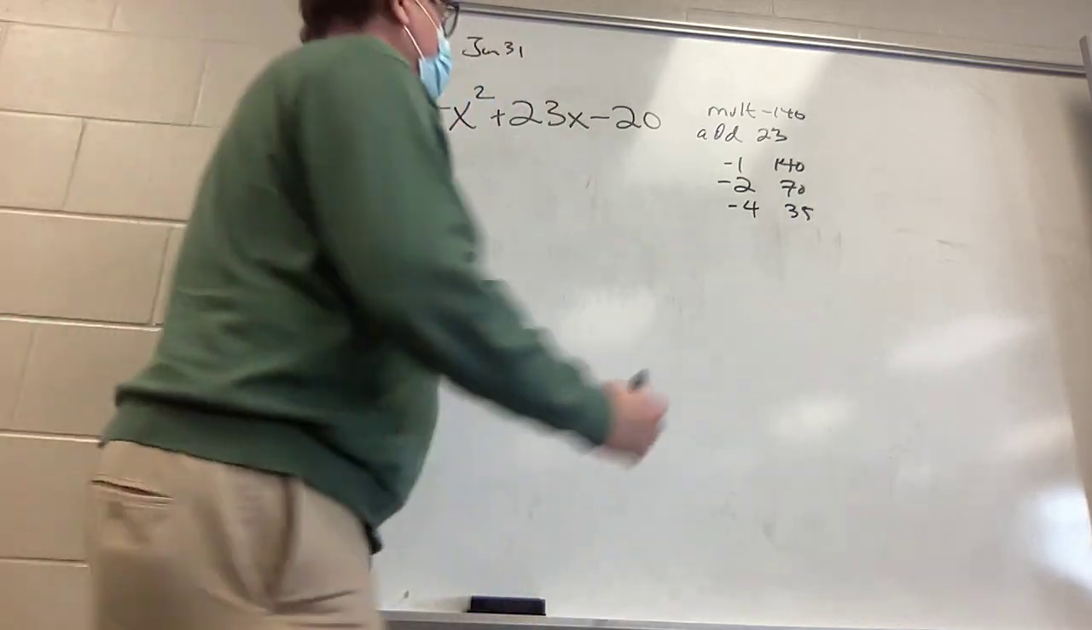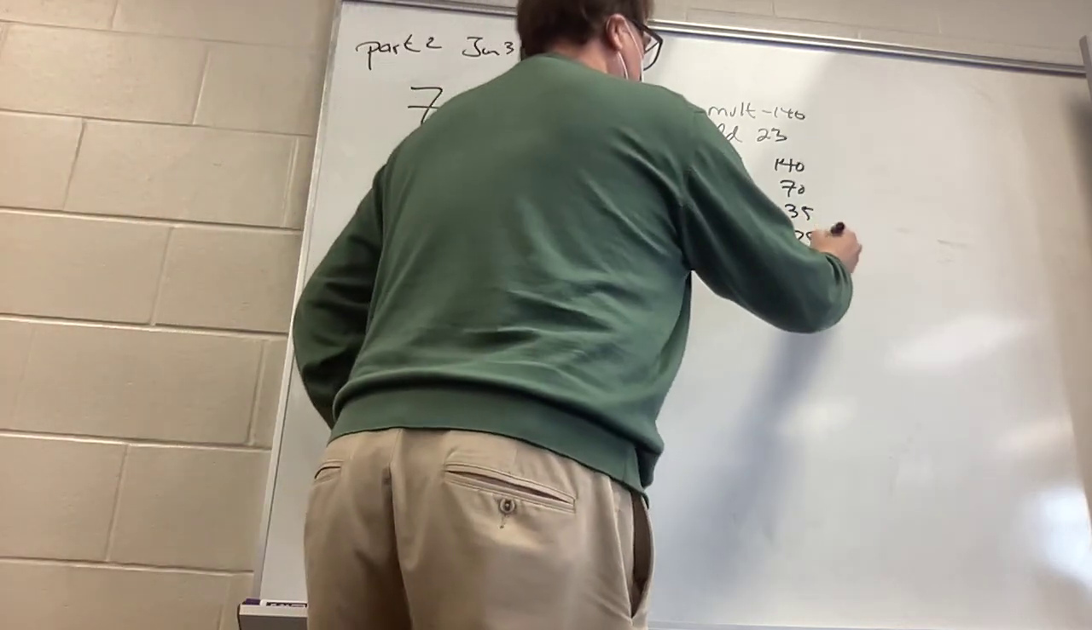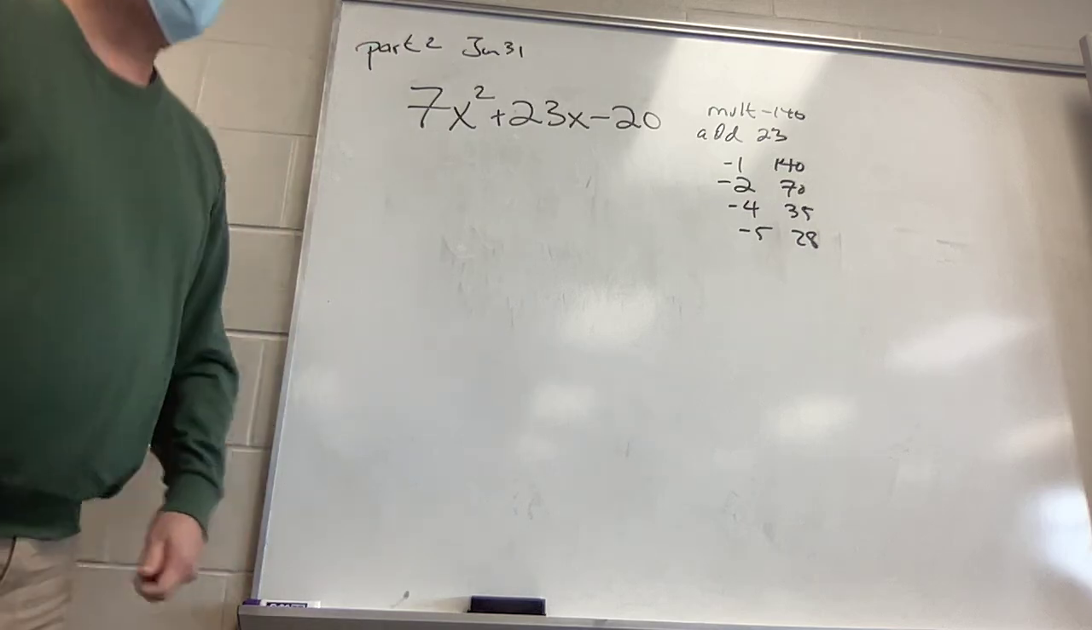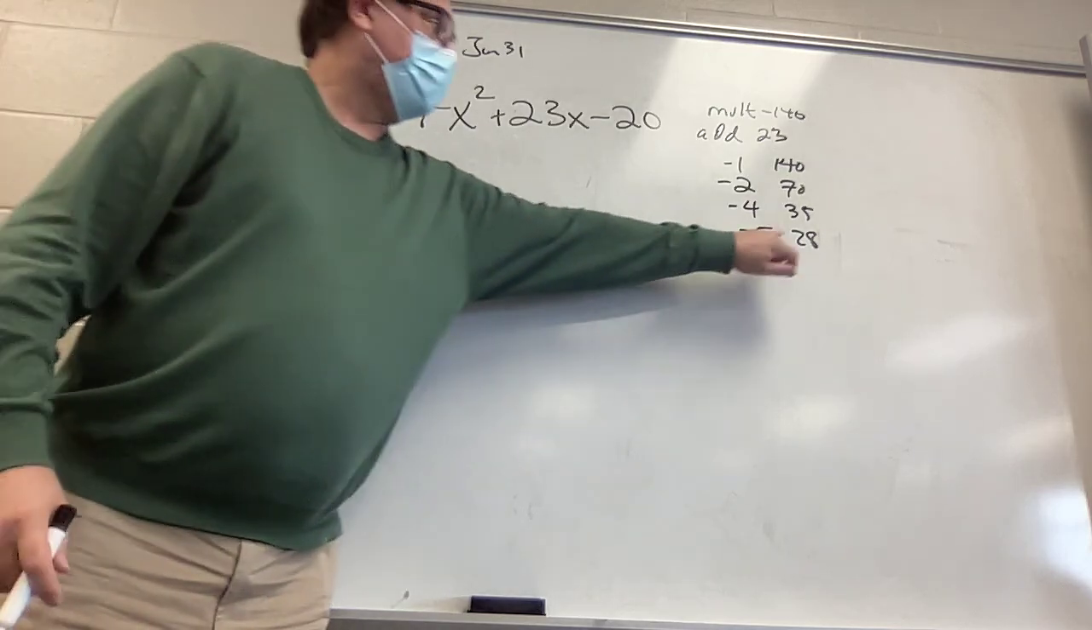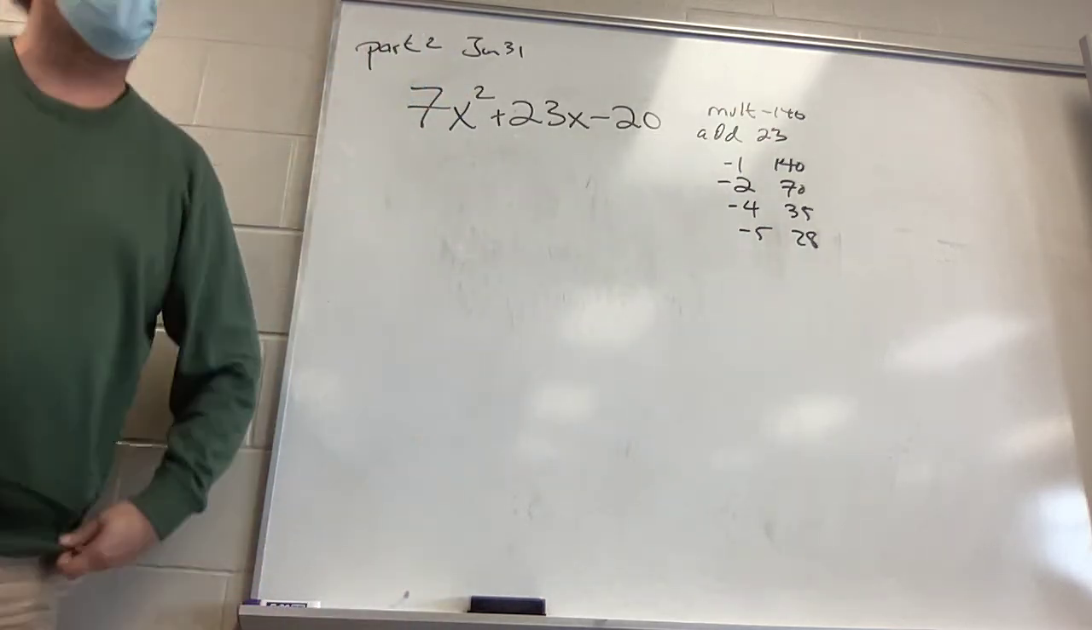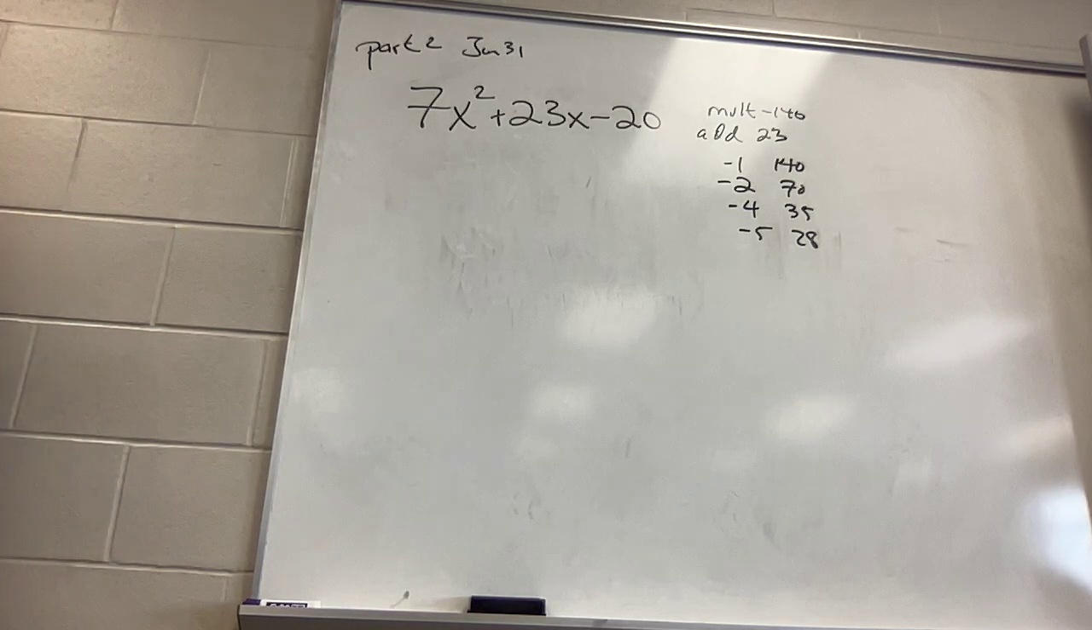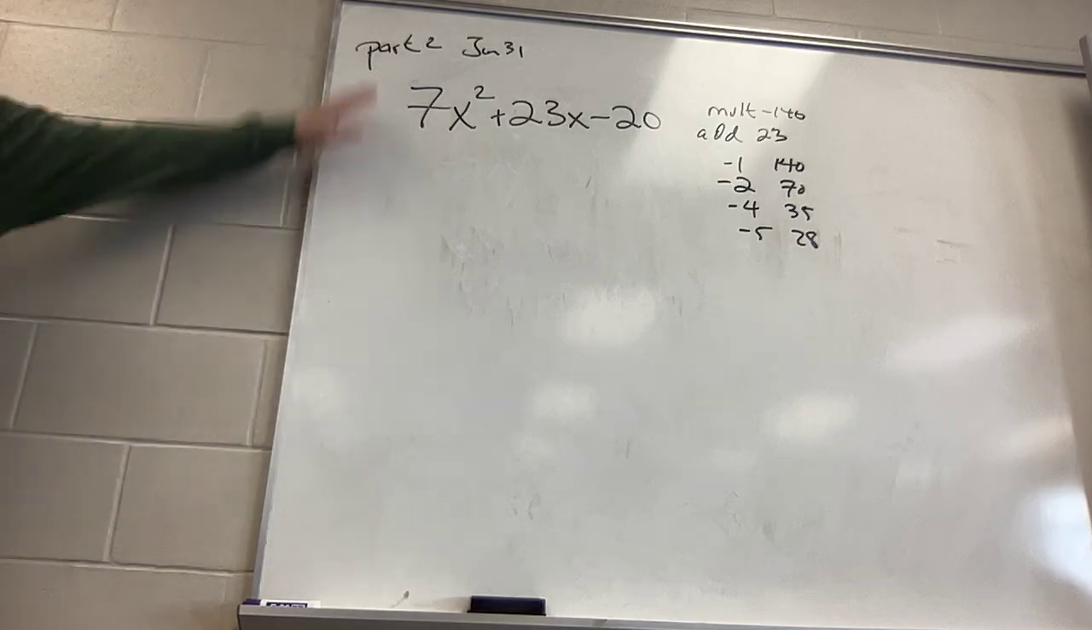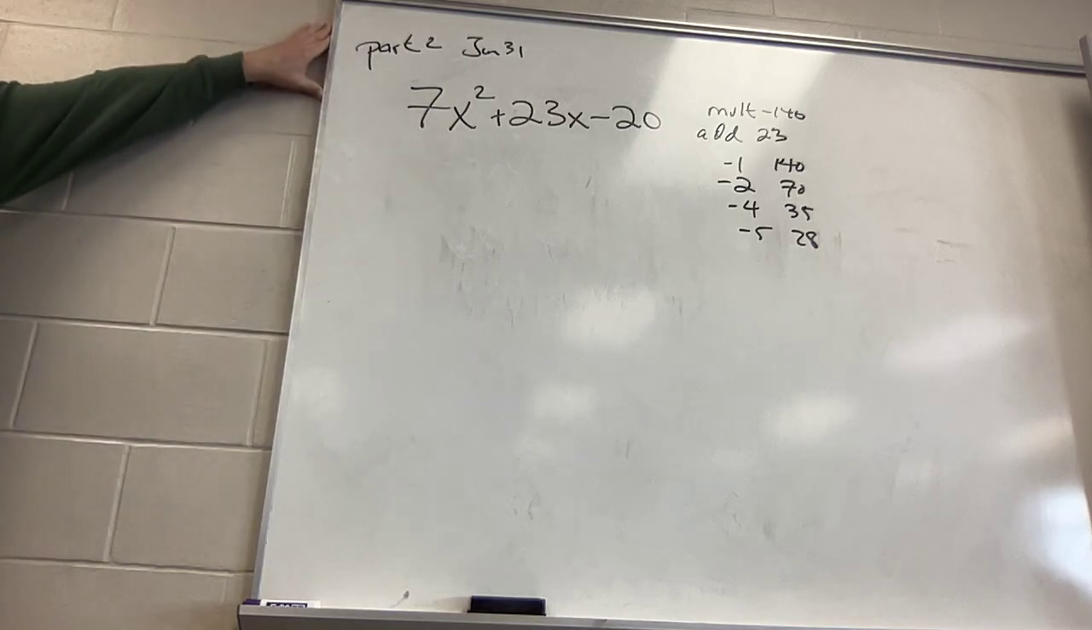5 and... we might have got somewhere. Negative 5 and 28 does multiply to negative 140. It does add to 23. All right. For those of you who have not got it yet, it is time to get it.